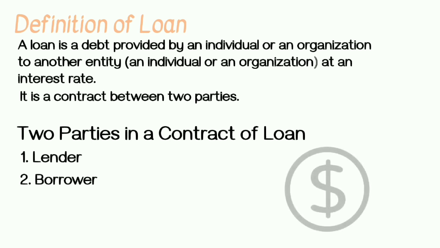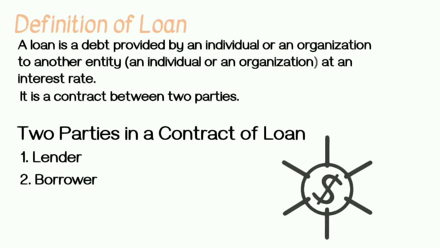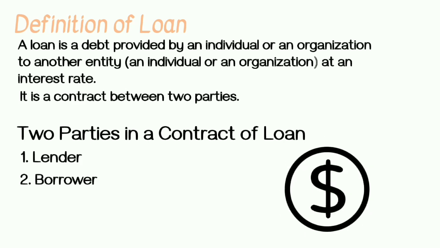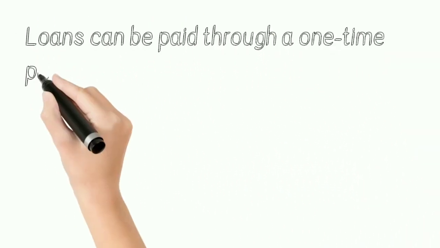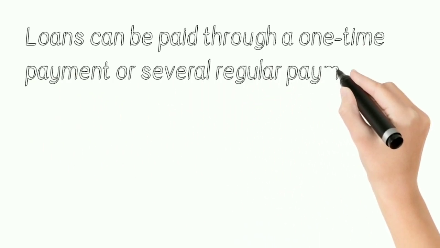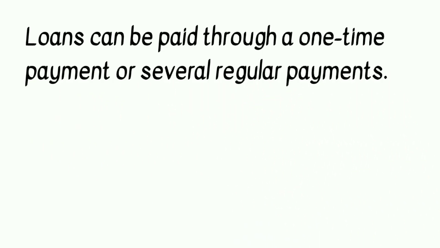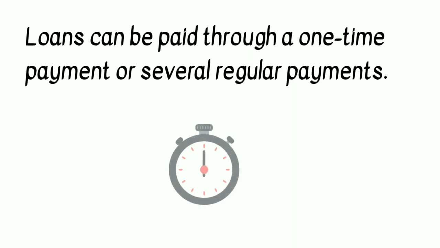Pag sinabi nating lender, ito yung nagpautang. Borrower, ito yung umutang. Loans can be paid through a one-time payment or several regular payments. Ang ibig sabihin ng one-time payment ay isang bagsakan or isang beses lang yung pagbabayad ng loan. While several regular payments require you to have a down payment and of course yung unpaid balance, yung natitira na balanse mo should be paid in equal payments.